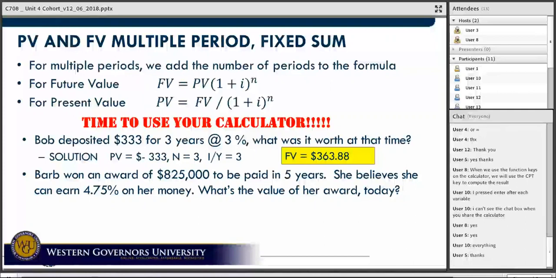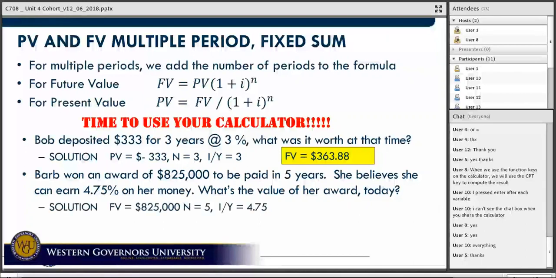So, let's look at this one. We've got Barb. She won an award of $825,000. She'll receive that in 5 years. So the future value is $825,000. She can earn 4.75% on her money. What's it worth today? I'm going to show you the keystrokes, and then I'm going to share the calculator and demonstrate that again.